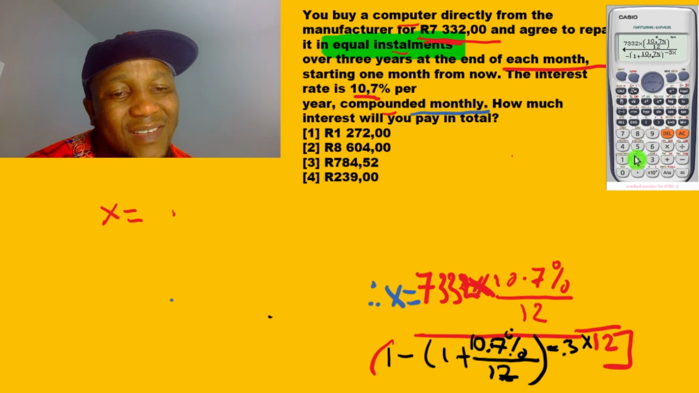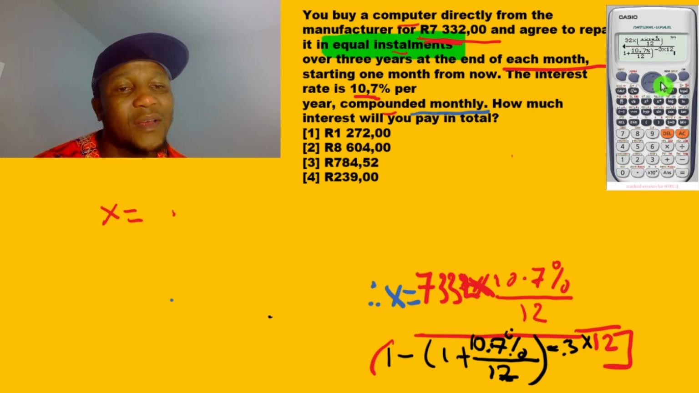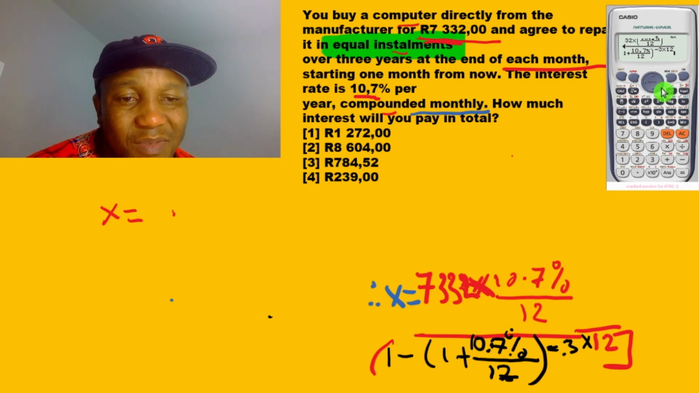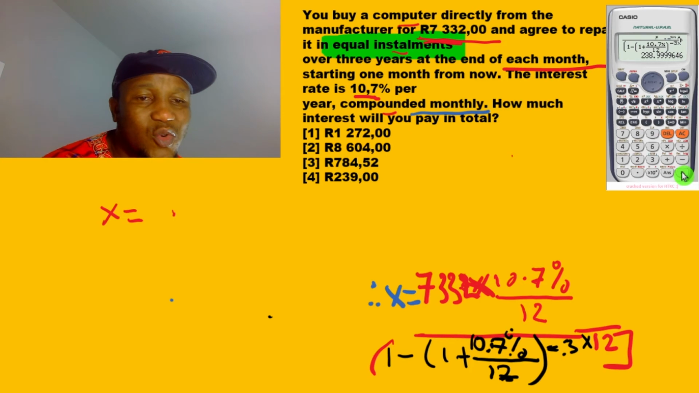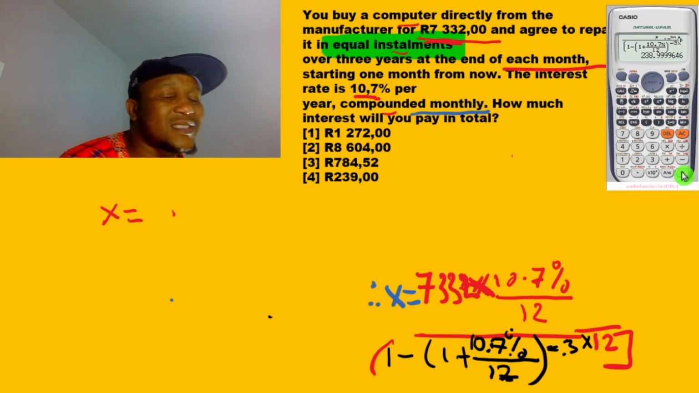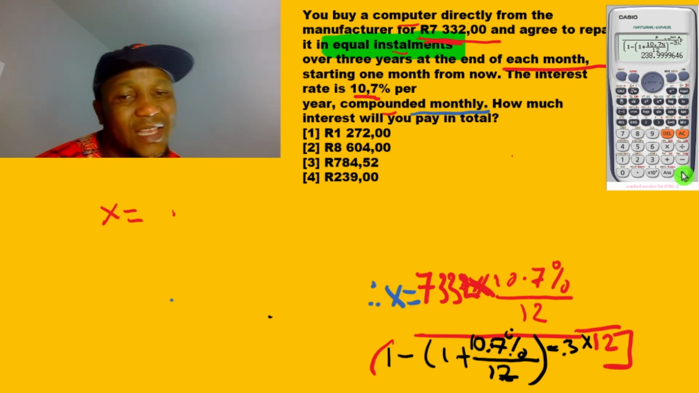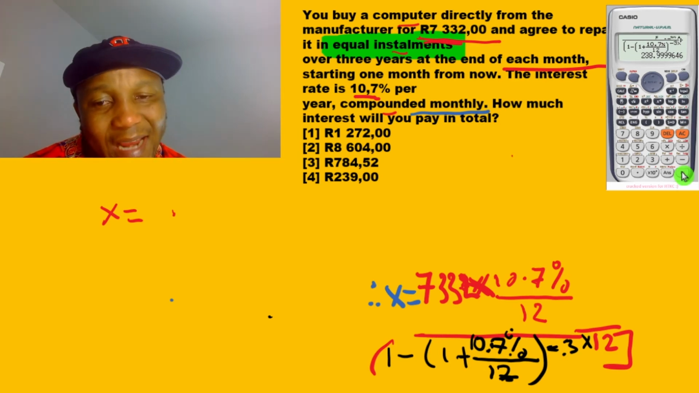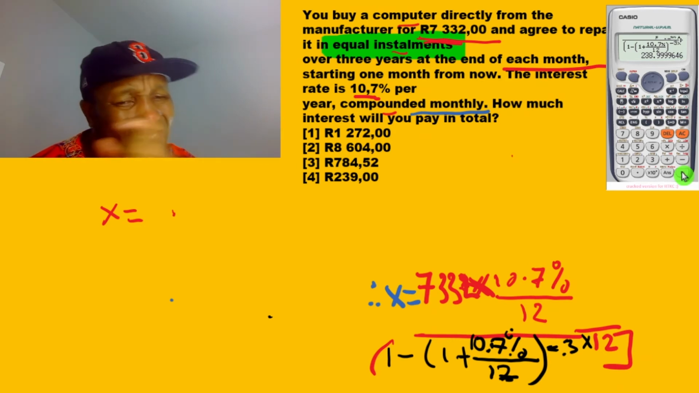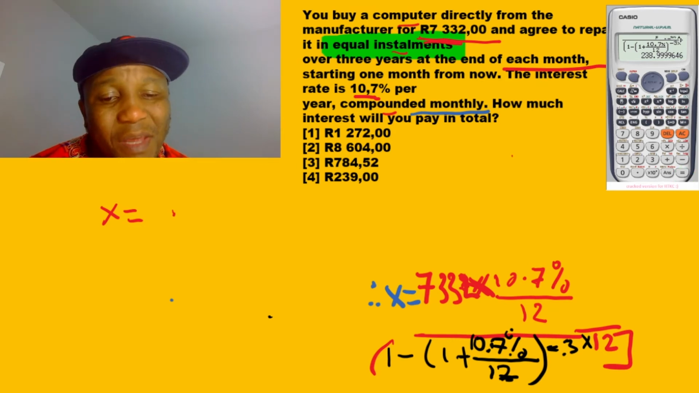But I know it's negative 36, so I wouldn't waste my time to plug it all in. Okay, so then after that, you can just come simply and close. So this is going to give you 238.999. If you approximate, it's going to be 239.00, but that's not the final answer. That's going to be the monthly payment.